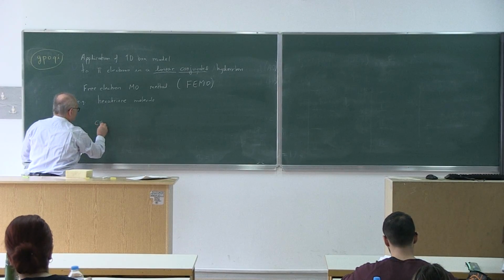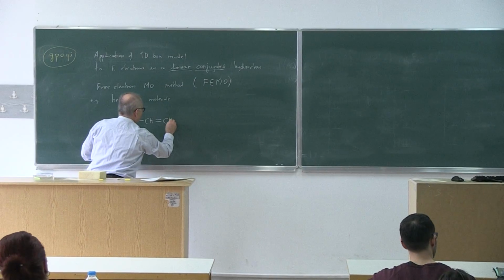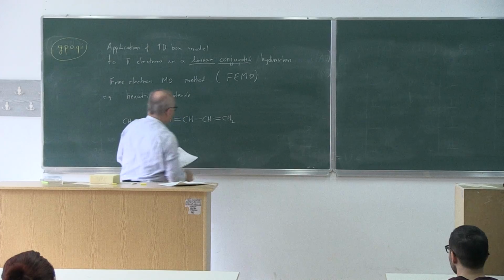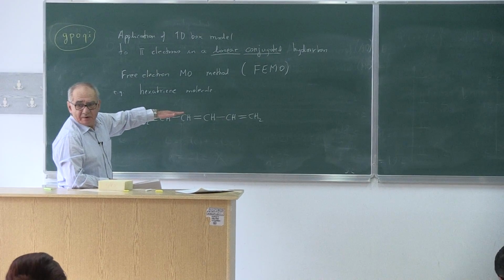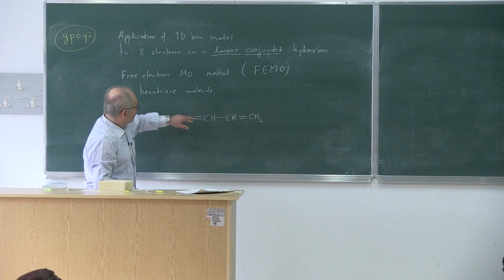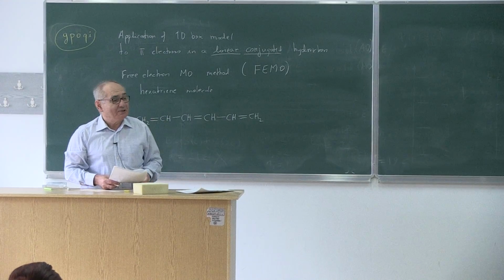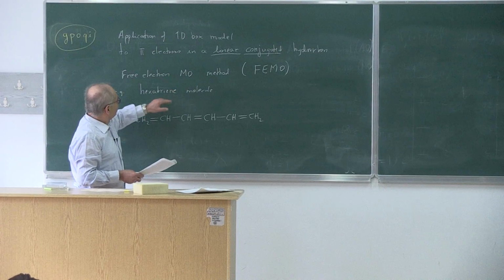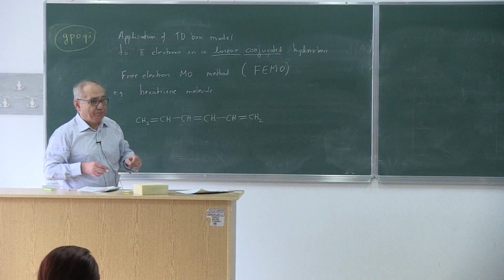This molecule has one, two, three, four carbons. All right, this is the structural formula of the hexatriene molecule. It is a linear conjugated hydrocarbon, double bond, single bond, double bond, single bond. That's conjugation. All of you have taken organic chemistry, and therefore you should know such things better than I do. This model applies the particle in a box model to the pi electrons in the molecule.